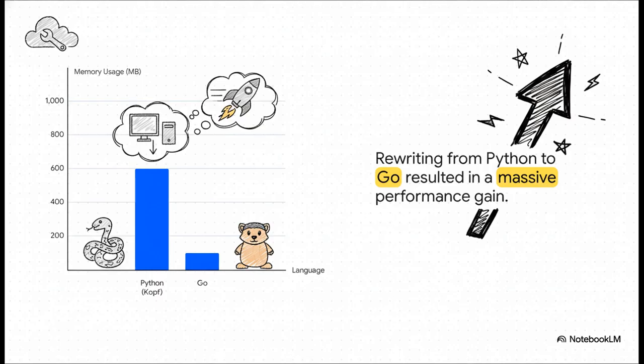And performance is another huge piece of the puzzle. One team built a prototype in Python, which was super fast to write, but it was a memory hog. We're talking 600 megs of RAM. When they rewrote it in Go for production, that memory usage dropped all the way down to just 100 megs. That's a 6x improvement.